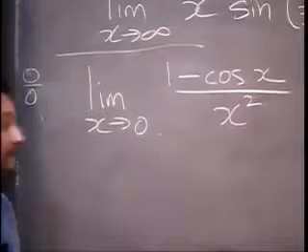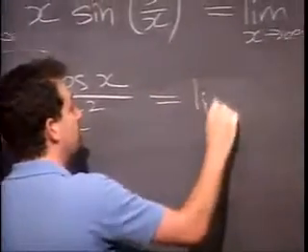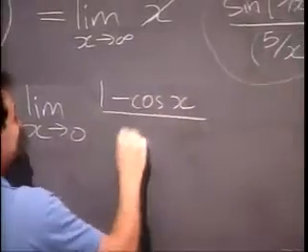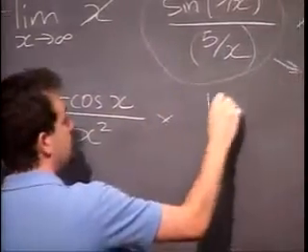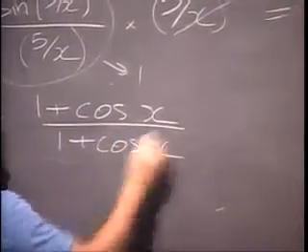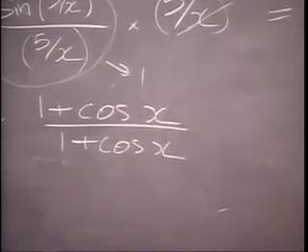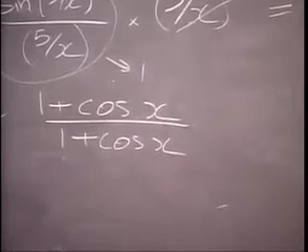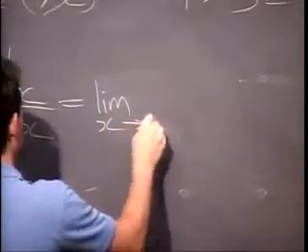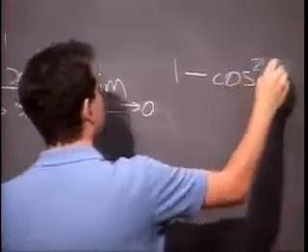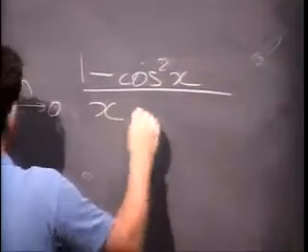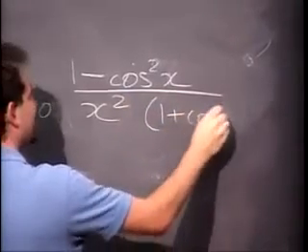Well, there's a trick, and we've seen the trick before: multiply by a conjugate. So I'm going to take this 1 minus cosine x, and I'm going to multiply by 1 plus cosine x over 1 plus cosine x. Kind of a nasty little trick, because there weren't actually any square roots around, right? Well, in some sense there were. You see, there is a square. The top is 1 minus cosine squared x. The bottom is x squared times 1 plus cosine x.